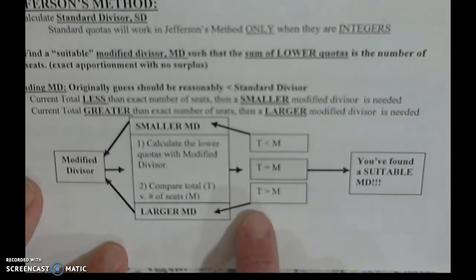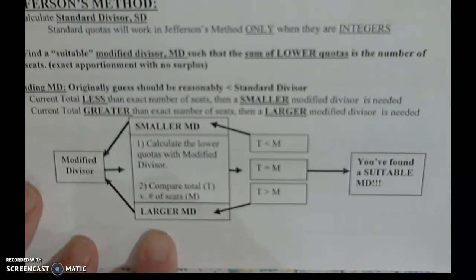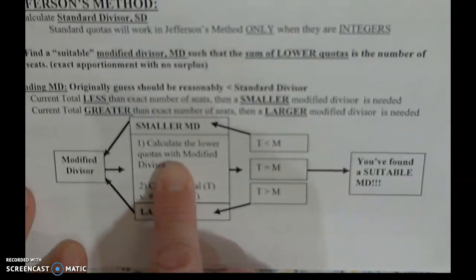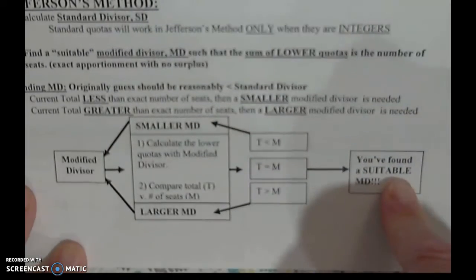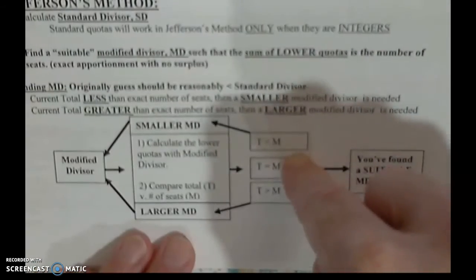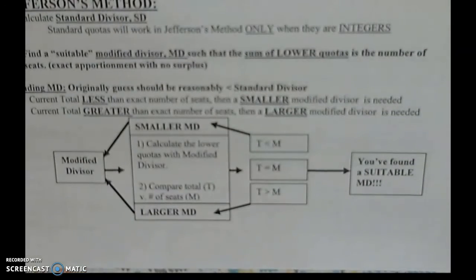If T, our total, is greater than the number of seats that we had, then we need to go to a larger modified divisor, and we're going to try this whole process again. And you basically just keep doing this until the apportionment equals the total number of seats that you had. And you just kind of keep the process going. Like I said, this will make more sense when we look at our first example.